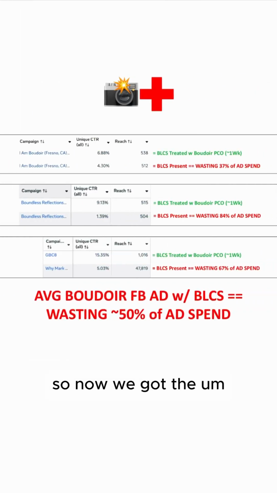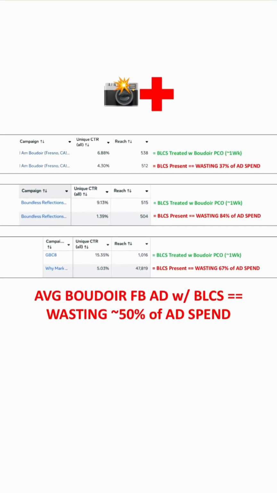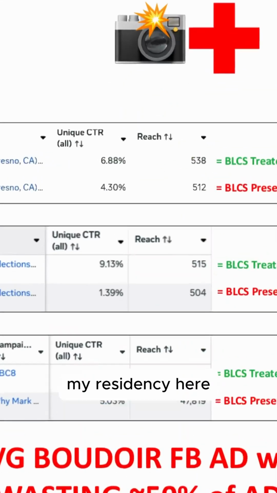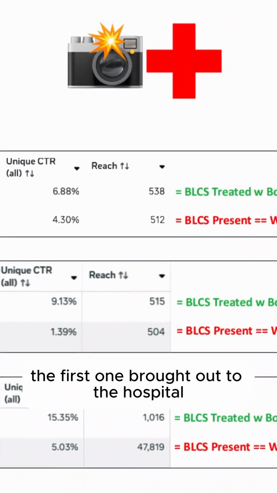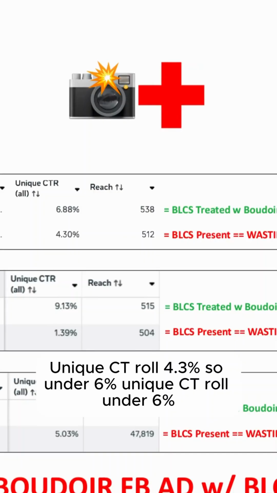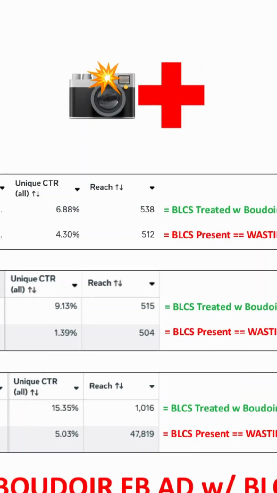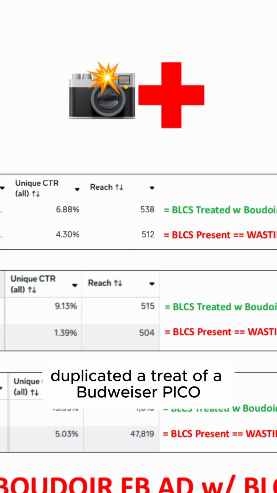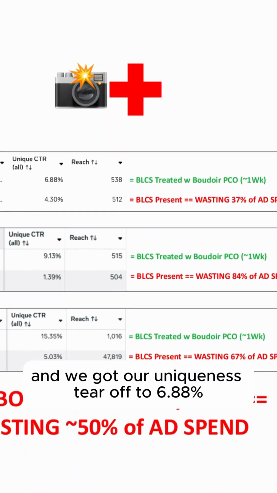So now for my residency here. Found some Boudoir Facebook ads out in the wild. Tested the first one, brought it to the hospital. Unique CTR 4.3%, so under 6%. We know that BLCS is present. Now we duplicated it, treated with Boudoir Pico. Took about a week, and we got our unique CTR up to 6.88%.